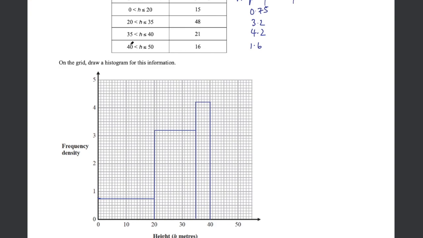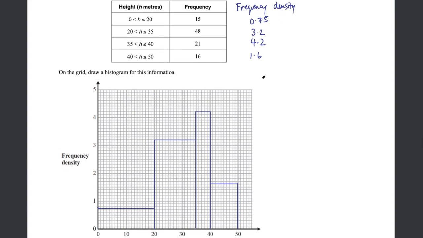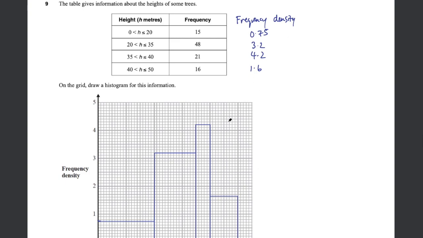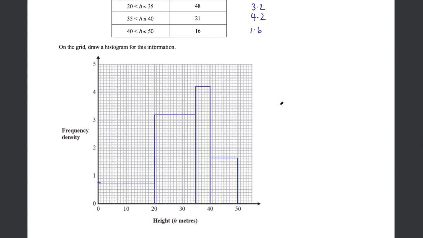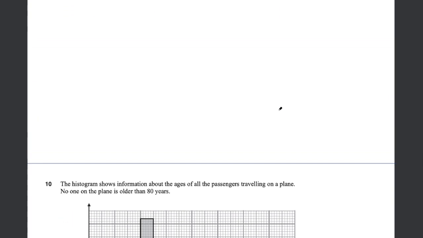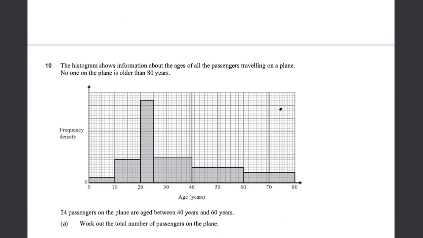And then the last one is 40 to 50 with a height of 1.6. So that is here. 1.6. Almost going cross-eyed looking at these little lines. All right. So there's your histogram. That's a fairly typical approach to drawing a histogram. Work out the frequency densities, then draw your bars. Okay, and that was a 3-mark question, by the way.